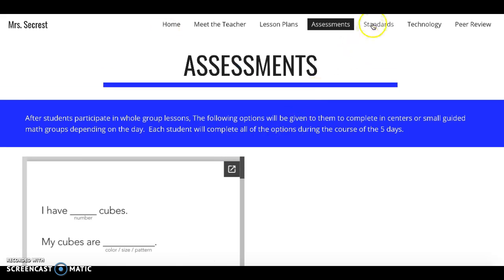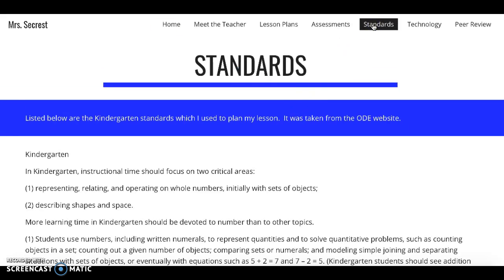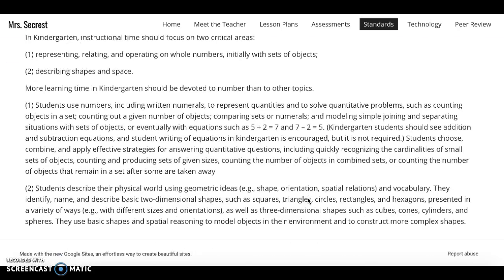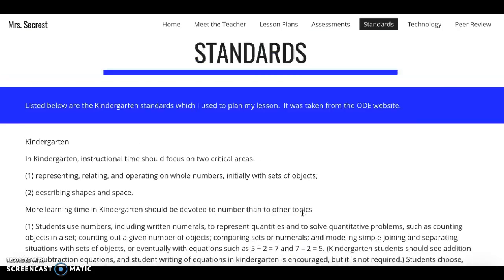Right. This is, like I said, the building blocks of the kindergarten math standards. First of all, representing, relating, and operating on whole numbers, initially with sets of objects, and then describing shapes and space. So, believe it or not, shoes lend themselves to that quite nicely.